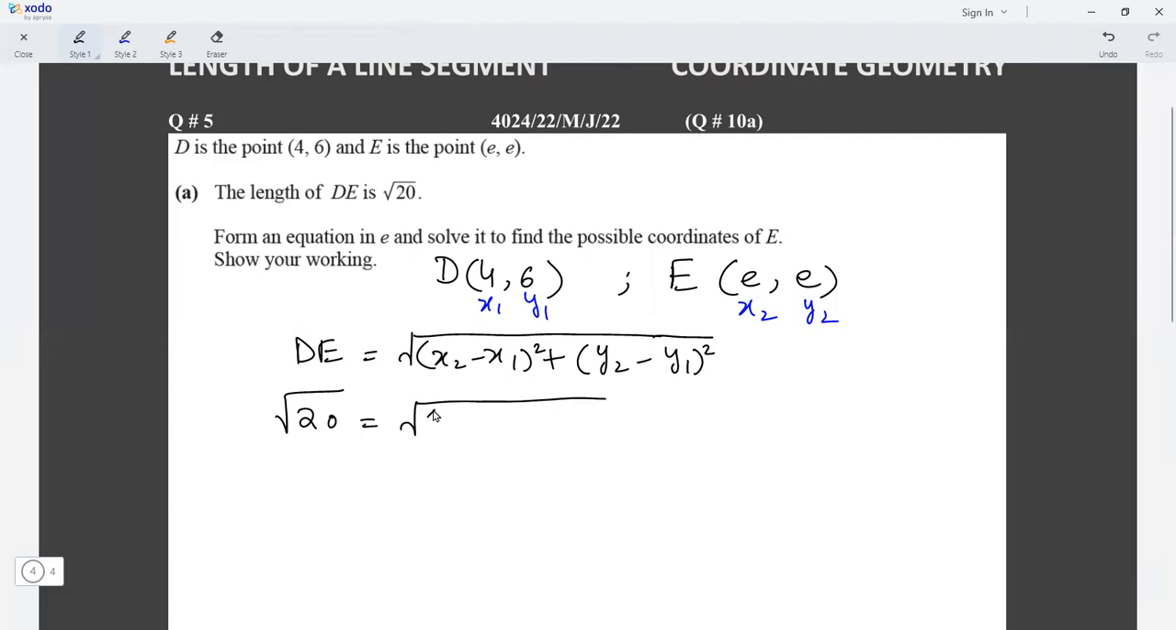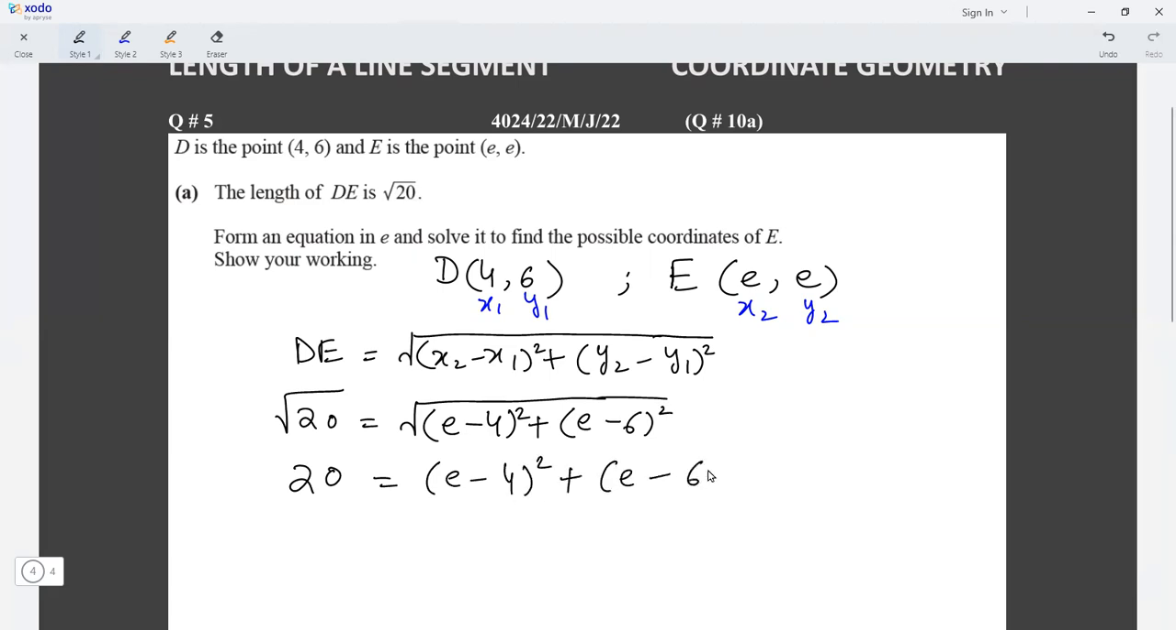What is x2? x2 is e, minus x1 which is 4: (e minus 4) whole square, then plus, what is y2? y2 is also e. So (e minus 6) whole square, y1 is 6. If we take the square on both sides, the square roots will be cancelled. We can do it directly as well. So 20 equals (e minus 4) whole square plus (e minus 6) whole square.